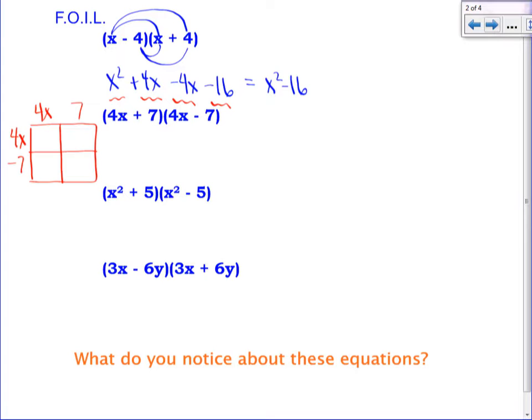So 4x times 4x, we get 16x squared, and we get 28x. Here we get negative 28x, and here we get negative 49. Now these two typically are like terms when we do this. Not always, but typically. And so we combine those. What do we get when we combine them? 0. So if we did get something, we would write it directly here in the middle, but there isn't anything. And your answer is always right here on the diagonal. So we've got 16x squared minus 49 for the answer.